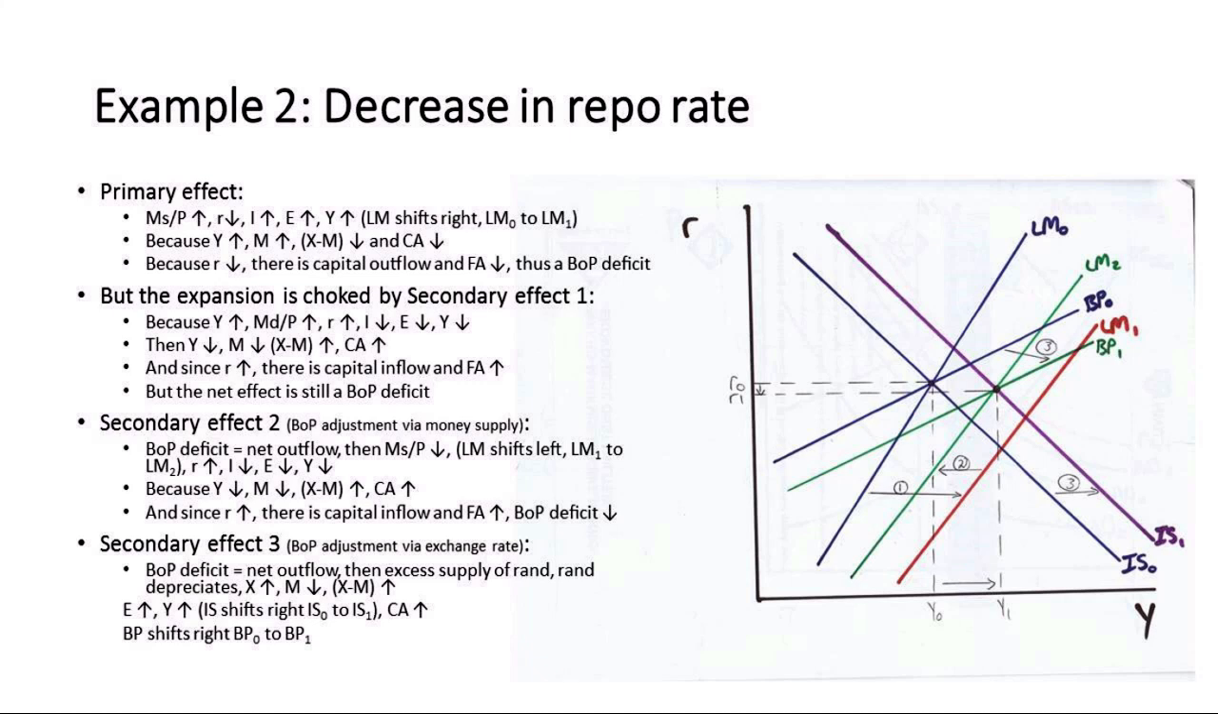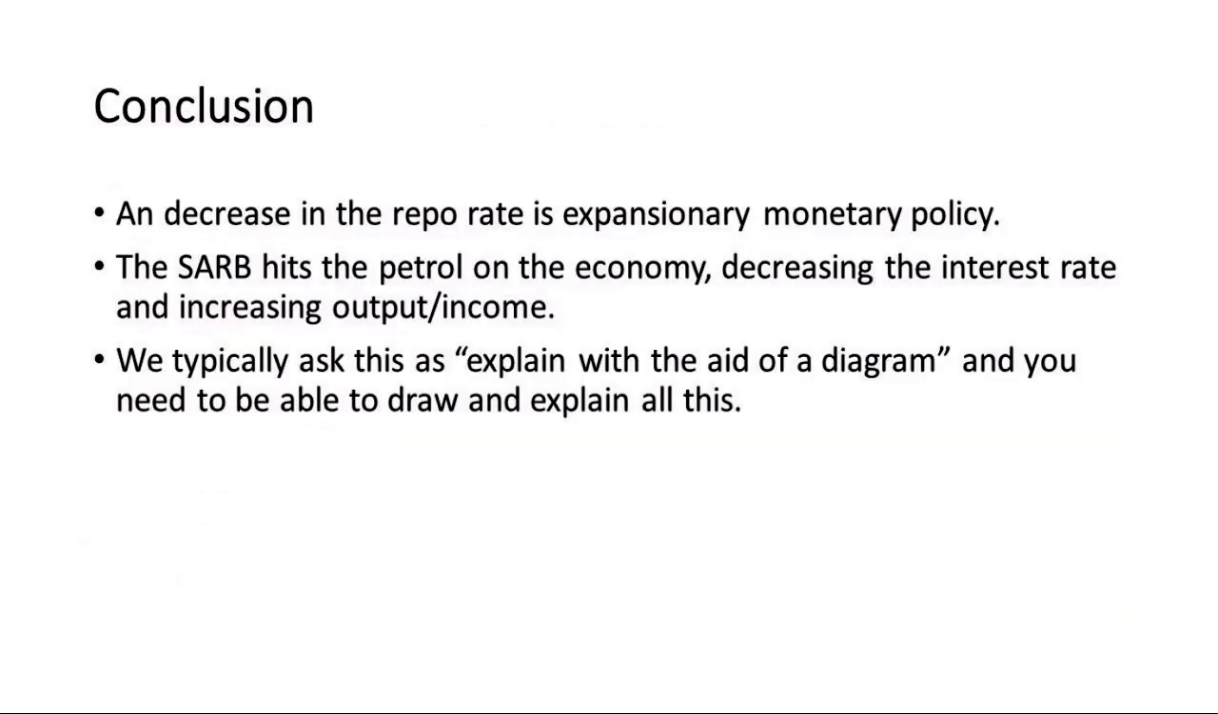Now, the end result is quite important. This was decreasing the repo rate, expansionary monetary policy. So you would expect that the total net effect of all the changes has to be an increase in incomes and a lower equilibrium interest rate, as the graph shows. I would say that this is where the Reserve Bank hits the petrol on the economy. The Reserve Bank decreases the interest rate, and you expect that increase in output or income. Now, we typically ask you, as explained with the aid of a diagram, a question, so you need to be able to draw this and explain all the different steps in the chain reactions.